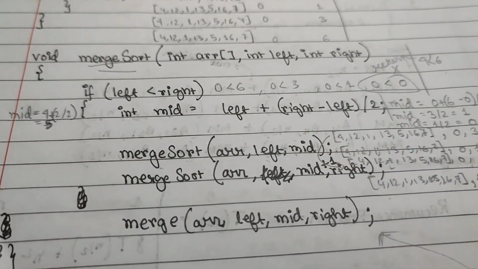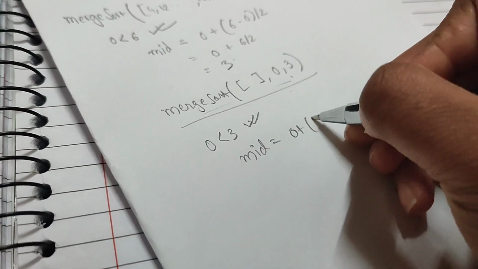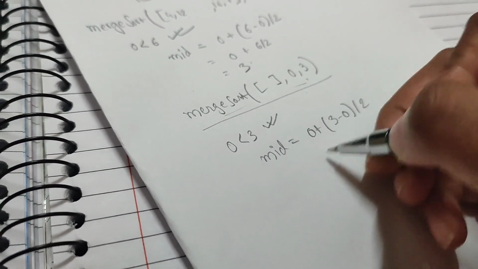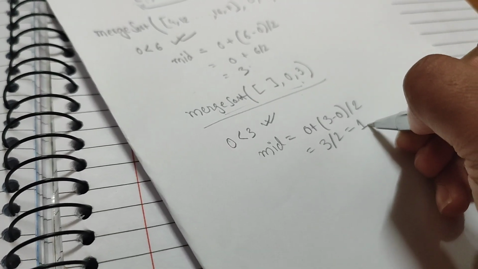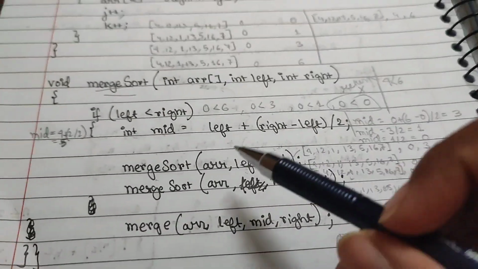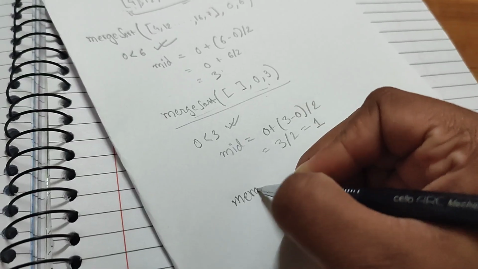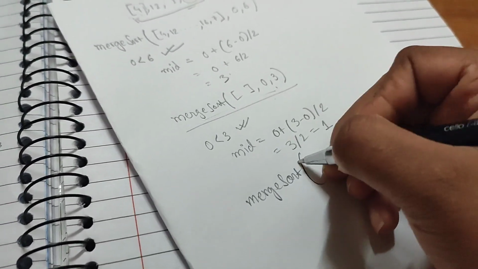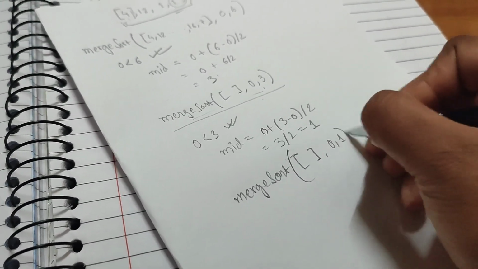So it then calculates the mid, which is 0 plus 3 minus 0 divided by 2, which is basically 3 by 2, which is 1. So now the current mid is at 1. So it then again calls the same merge sort function. So it calls merge sort, then the array, the same array by the way, 0, 1.